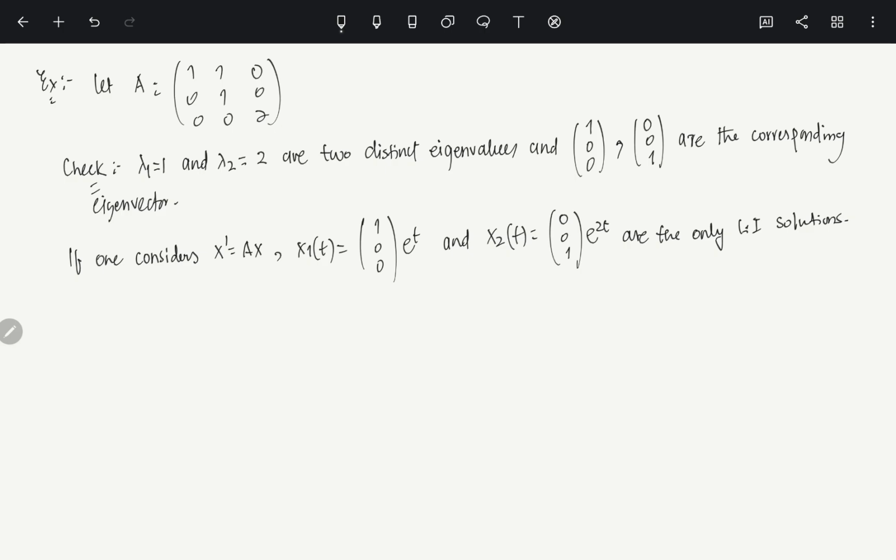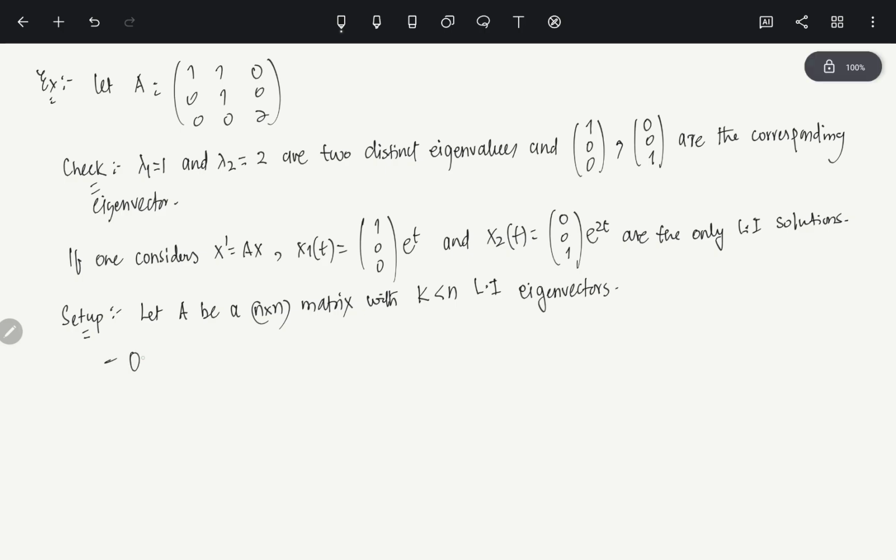Let me put it this way. Setup: let A be an n cross n matrix with k less than n linearly independent eigenvectors. Now let us remind ourselves, one has k linearly independent solutions of the form e to the power lambda t times v. So there are k linearly independent solutions.